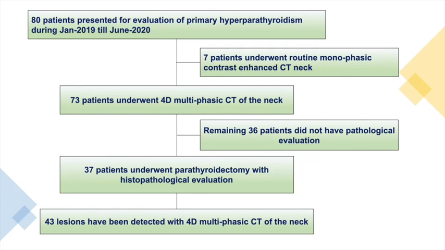80 patients presented to our department for evaluation of primary hyperparathyroidism from January 2009 till June 2020. Of them, 73 patients had 4D multiphasic CT of the neck. Of them, 37 patients underwent parathyroidectomy with available histopathological evaluation. We found 43 lesions within these patients on 4D CT.